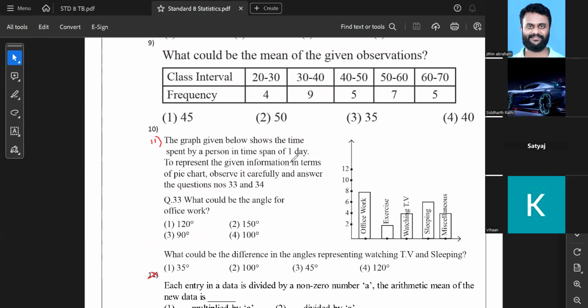The graph given below shows the time spent by a person in a time span of 1 day. To represent the given information in terms of a pie chart, observe it carefully and answer questions 33 and 34. So I believe this is 33 and this is 34. These two questions we have to answer. What could be the angle for the office work? First of all, we have to create a pie chart using this.